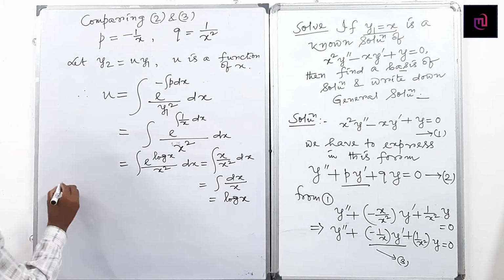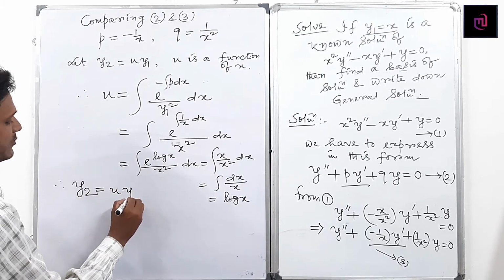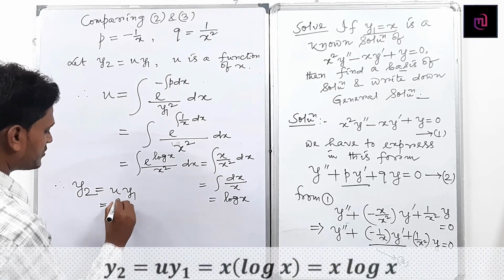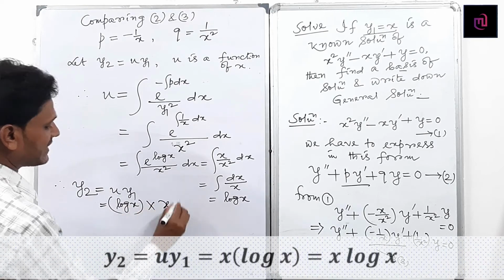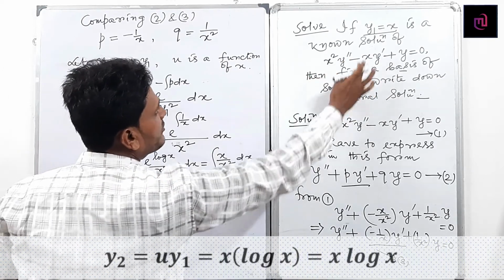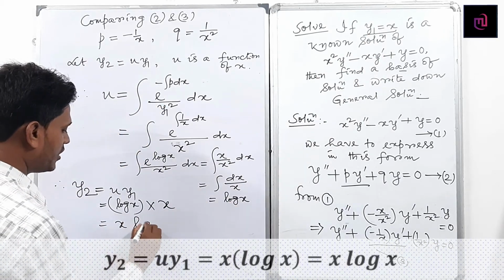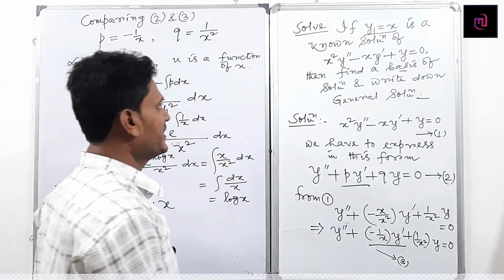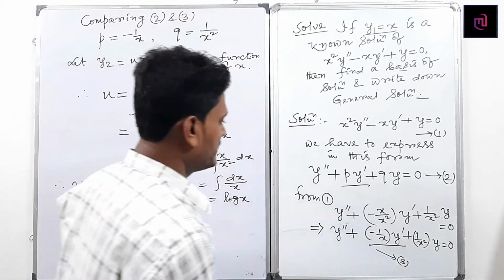Therefore, what is y2? y2 equals u into y1. U becomes log x, and y1 is given as x. So finally y2 is x log x. Then verify it: are y1 and y2 linearly independent solutions?